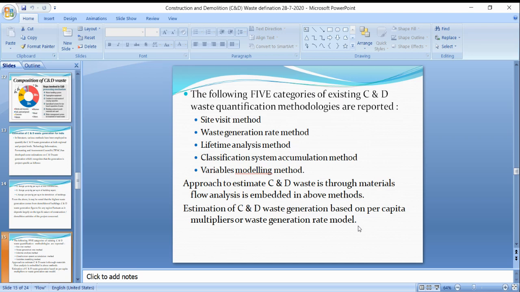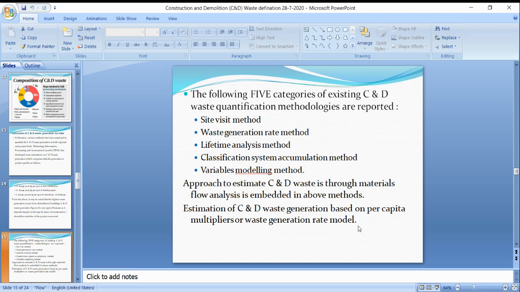So they will do the site visit method, waste generation rate method. If any new construction or any demolition is going on, they will go to that site and see which type of method is being used in that process. Then the waste generation rate method, lifetime analysis method, classification system accumulation method, and variables modeling method. These are the different variables involved in construction. In fact, these are the five categories into which C&D waste was divided.